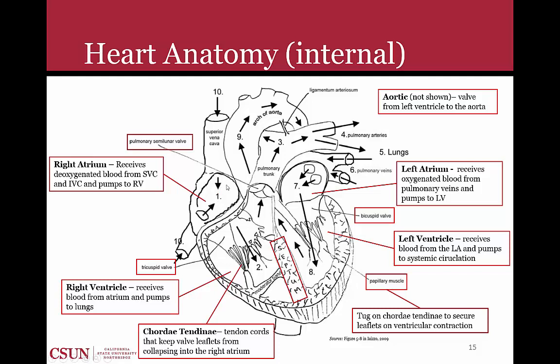Number one here is the right atrium. I mentioned before, this is the chamber that receives deoxygenated blood from your lower and upper extremities. From the upper extremities, the blood comes from the superior vena cava. From the lower extremities, you have the inferior vena cava.